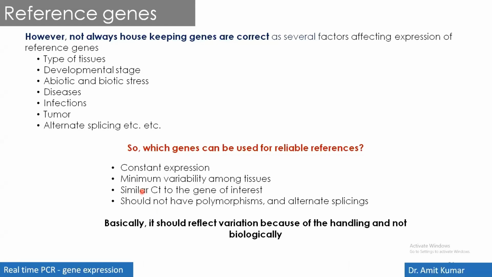So the overall concept for the reference gene is that it should not reflect variations because of handling. Understand it in this way: whatever variation you are observing in this housekeeping gene in the two different conditions should not be because of handling error or technical error, and it should be mostly because of the biological variation within the sample, convenient among the different samples.